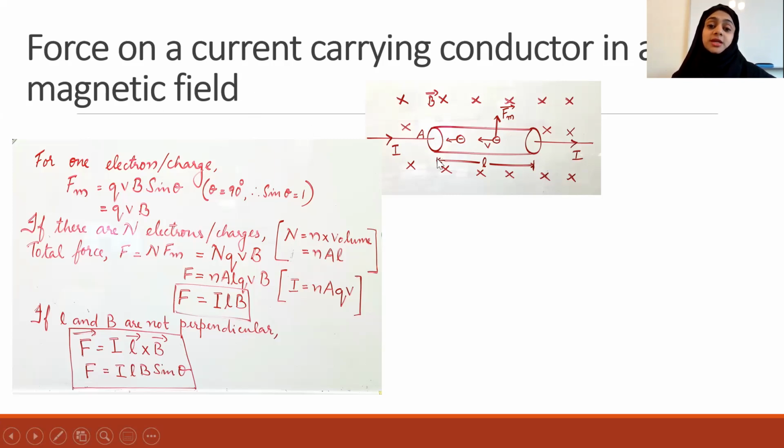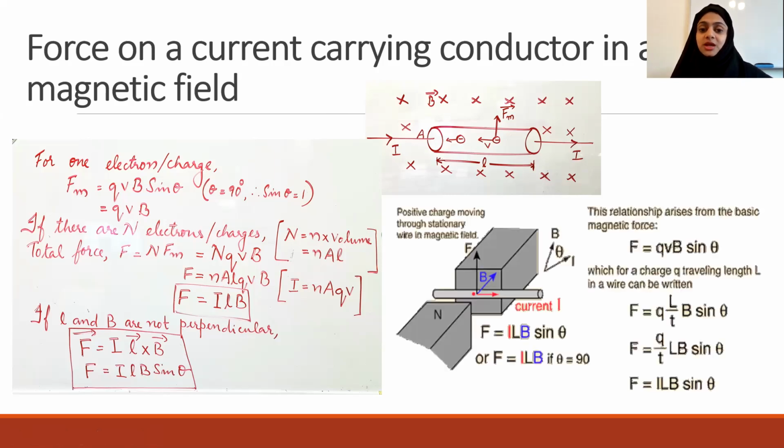So the force on a current carrying conductor which is placed in a magnetic field, F is equal to ILB sine theta, is an important equation which you have to memorize, and you will be using this equation to solve many problems. So this is the method by which the force on a current carrying conductor placed in a magnetic field is derived in your textbook, and I have used the same way. And there is another simpler way to show the same equation. So let me discuss that with you.